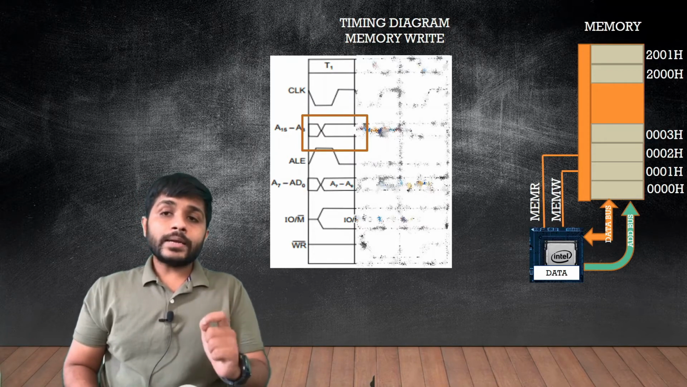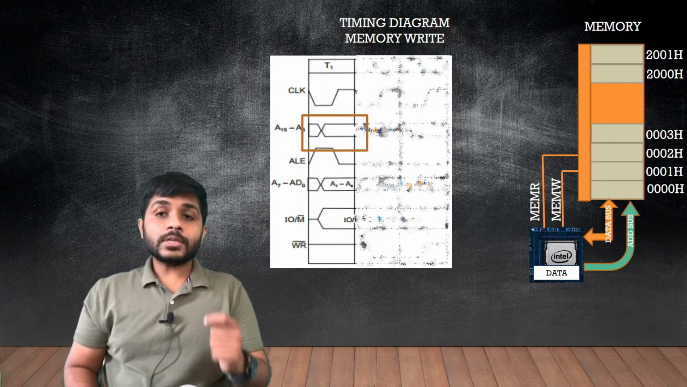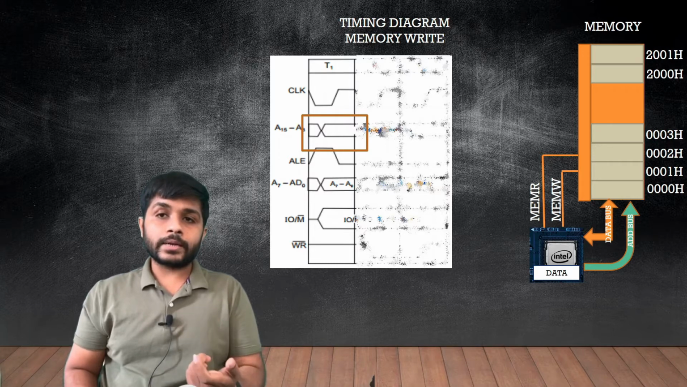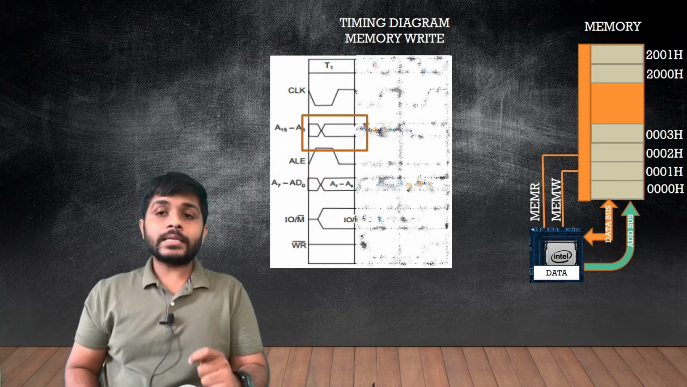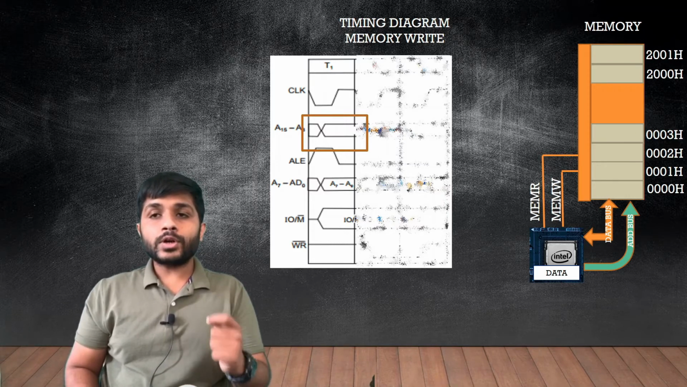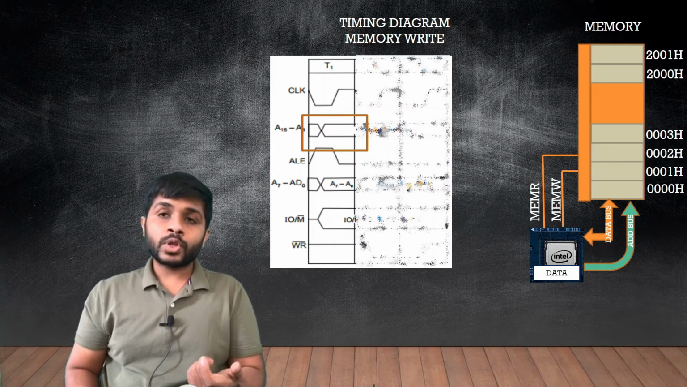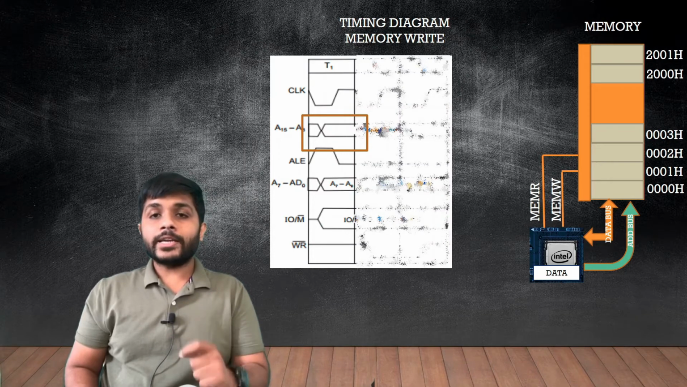Now to write the data from the microprocessor to memory, the processor has to send the address where it wants to store the data, and the processor will use the address bus to send the address to the memory. Right now the microprocessor wants to write some data in the memory location 2000H. So the processor will put 2000H in the address bus.